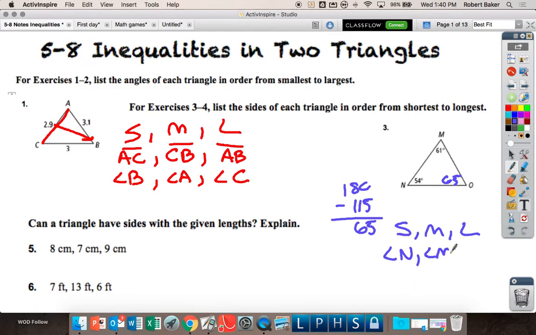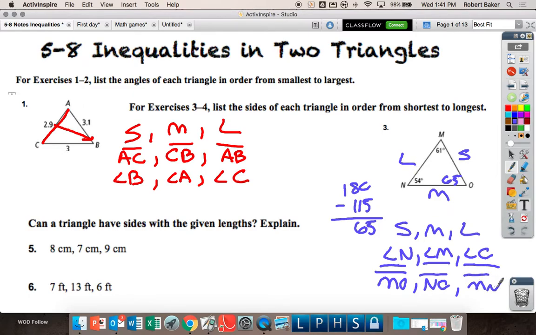M. And the largest angle? Now, doing the same thing, if angle N is the smallest angle, then what is the smallest side? MO. Line segment MO. If 61 degrees or angle M is the middle one, what's the middle length? NO. Line segment NO. So this is the small one. This is the medium. What's the large one? MN. You have to do that twice on your test. And you only have to do that for just the sides or just the angles, not both.